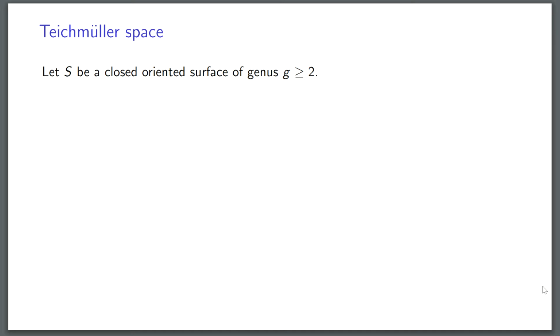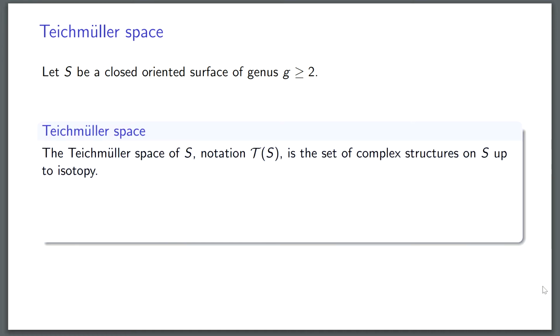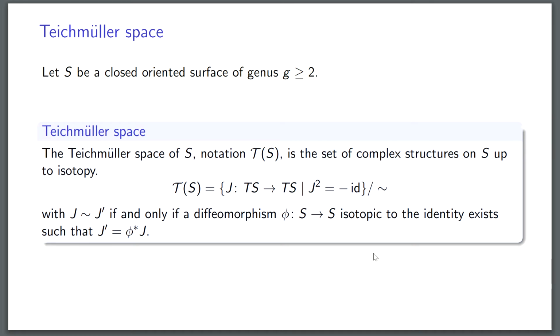Let's begin with Teichmüller space. Throughout this talk we let S be a closed and oriented surface of genus at least 2. Then its Teichmüller space is the set of all complex structures on S considered up to isotopy. More precisely, we consider a complex structure on S to be an automorphism of its tangent bundle that squares to minus the identity. Two such complex structures are considered equivalent if there exists a diffeomorphism of the surface that's isotopic to the identity, such that one complex structure is pulled back to the other.